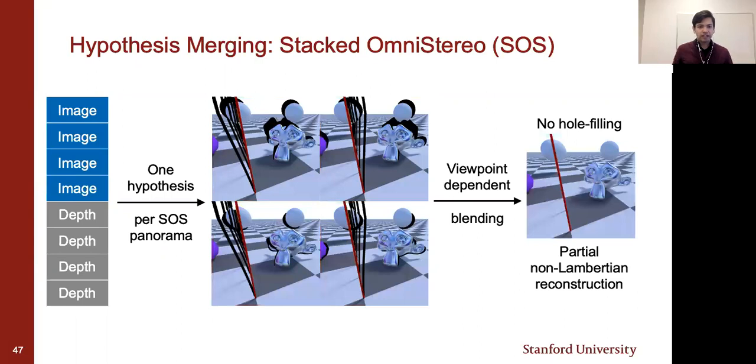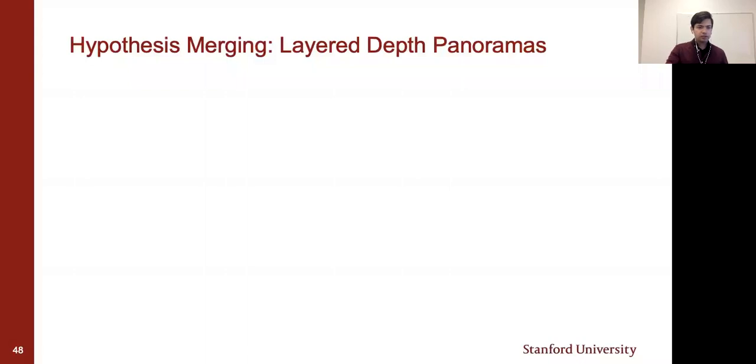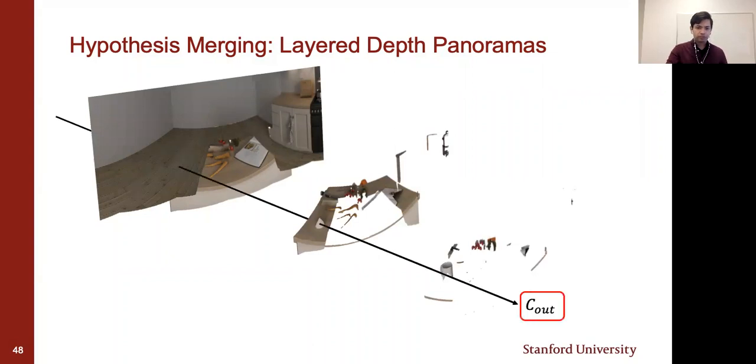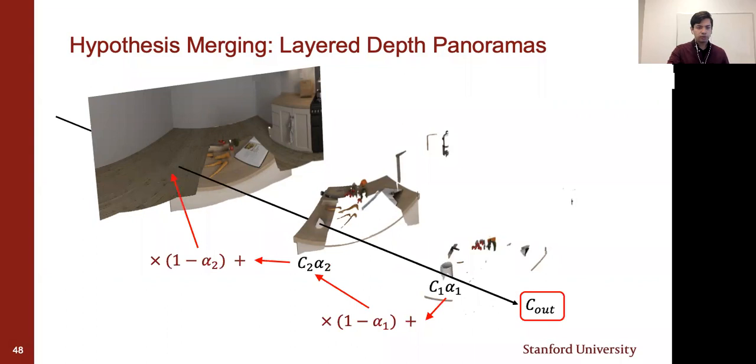Then there's a final blending step, which gives us the final output view, usually without a lot of inpainting. For the layered depth representation, these different panoramas actually represent different layers, and therefore they have to be combined using alpha compositing. To get the output color, we simply start with the color and transparency of the frontmost layer, and then work our way backwards using standard alpha compositing.